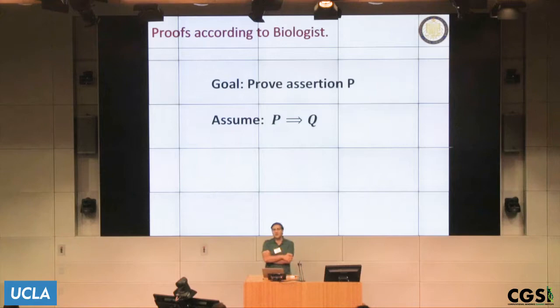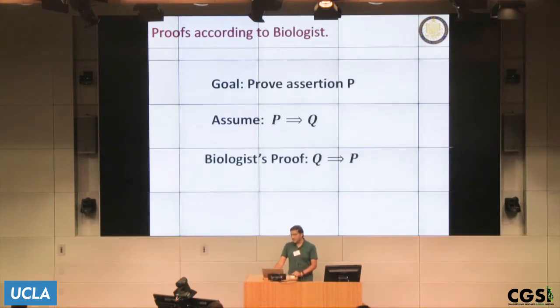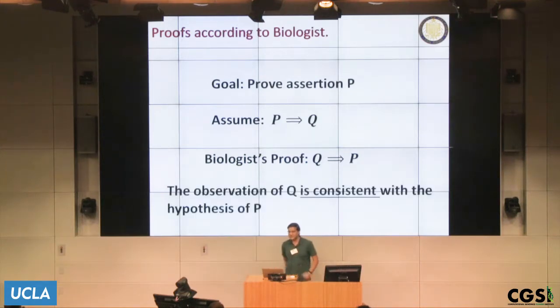So, let's say your goal is to prove some kind of an assertion P. And we know that P implies Q, that if P is true, then Q is true. Oftentimes in biology, this is funny, but we make this thing that if you see Q, then P is true probably. But actually, biologists are a lot smarter than that. They don't say that this is a proof, but you say that the observation of Q is consistent with the hypothesis of P.